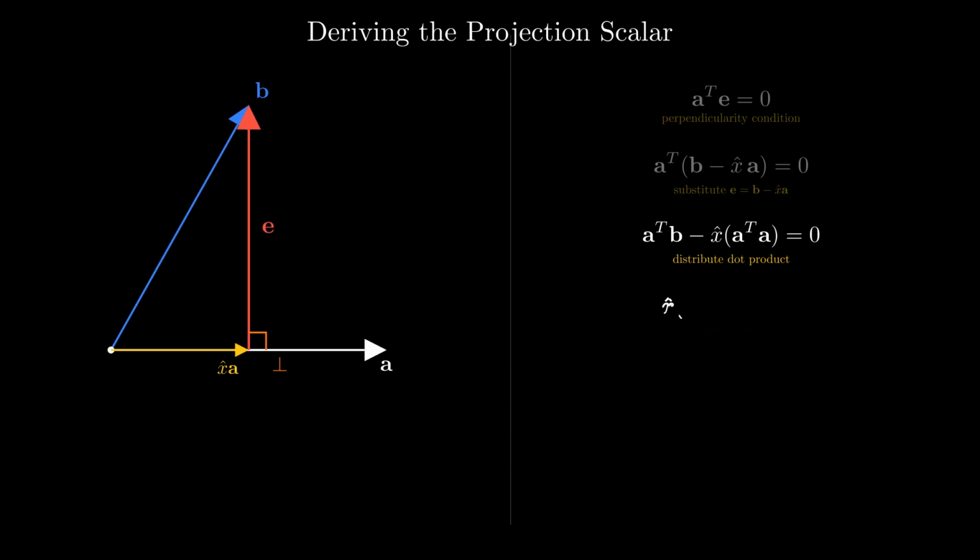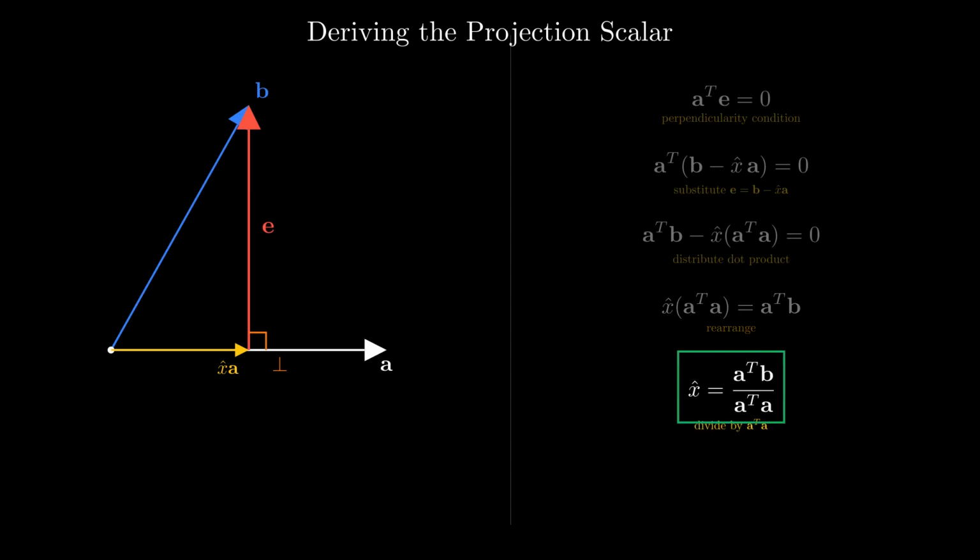Now let's solve for x hat. Move the second term to the right side. X hat times A transpose A equals A transpose B. Finally, divide both sides by A transpose A. X hat equals A transpose B over A transpose A.